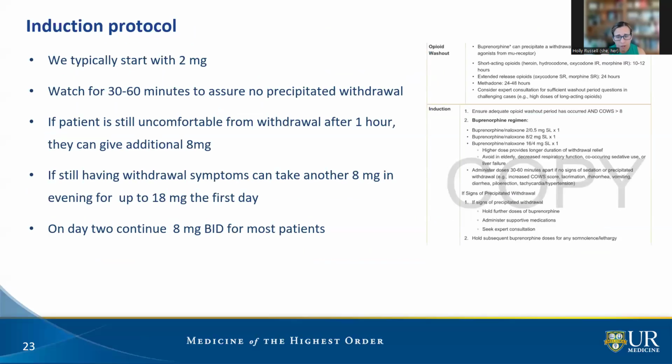We have a specific protocol at the University of Rochester, which goes through each of the steps. Many institutions have their own protocol. This is ours. We start with a 2 milligram film, watch the patient for 36 minutes to assure no precipitated withdrawal. If the patient is still uncomfortable, you give 8 milligrams. If they're still having symptoms, you can give another 8 milligrams in the evening after they go home. Generally, that adds up to about 18 milligrams total on the first day. On day two, again, most patients on average end up on 8 milligrams twice a day.